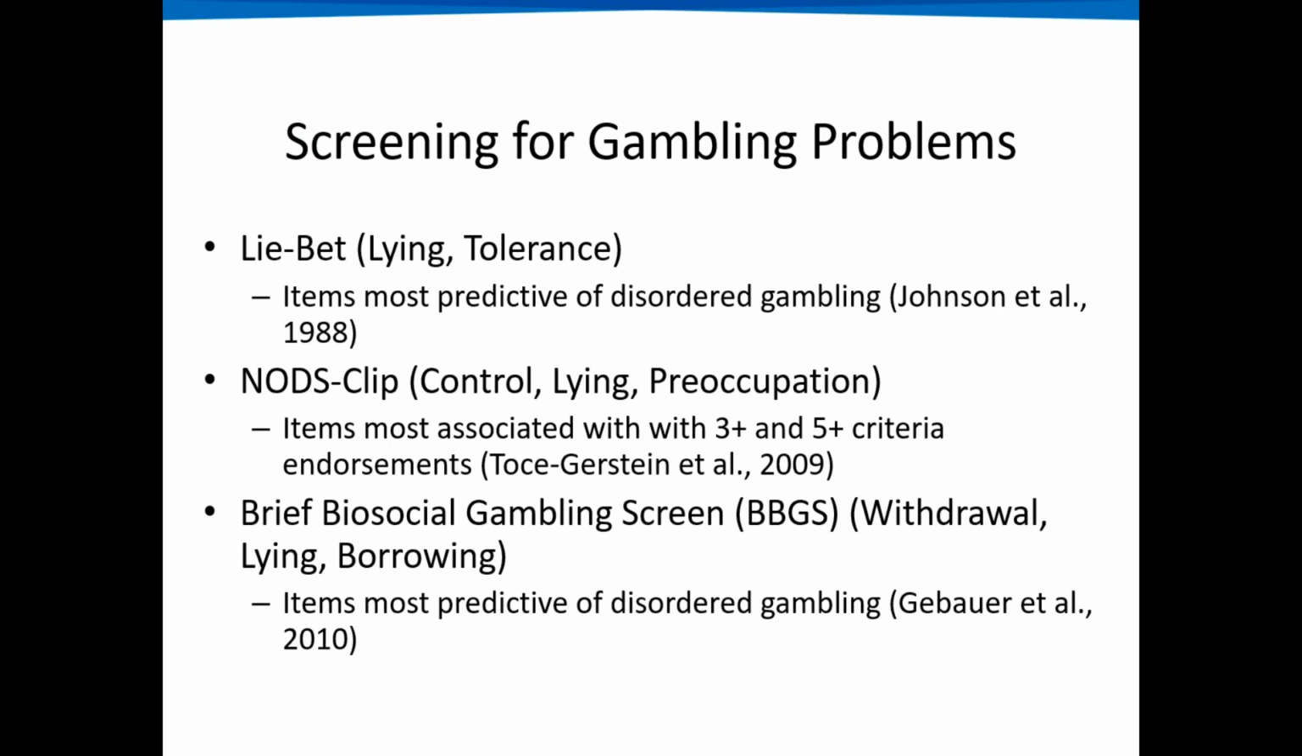This slide lists 3 of those. Each is based on a few items from the DSM. These include the Lie/Bet screen, which includes the lying and tolerance items from DSM, the NODS-CLiP, which includes criteria related to loss of control, lying, and preoccupation, and the Brief Biosocial Gambling Screen, which includes items related to withdrawal, lying, and borrowing money. I'll briefly review the BBGS, which we developed at the Division on Addiction in 2010.